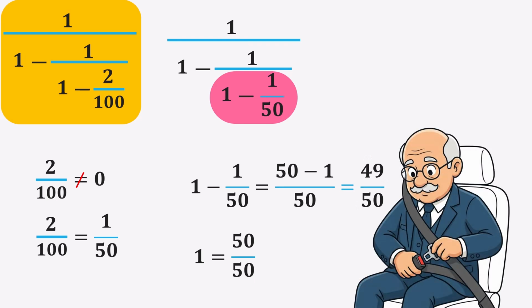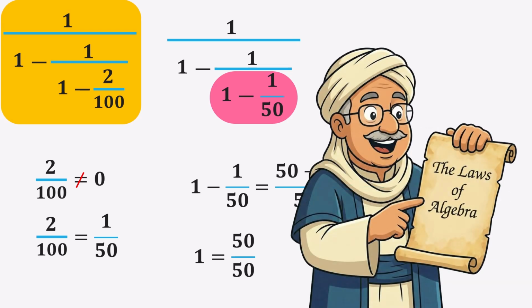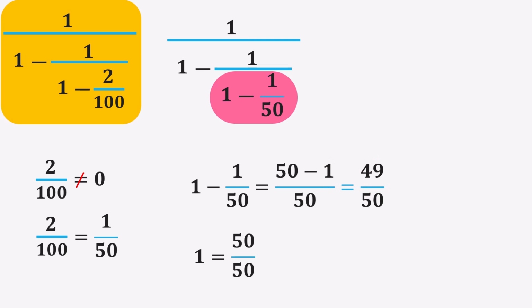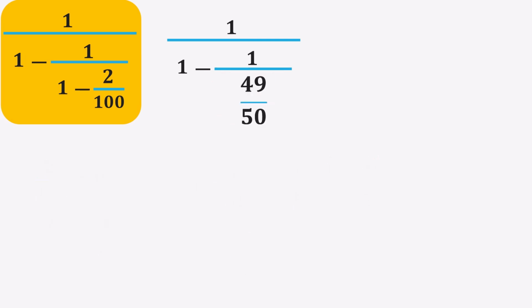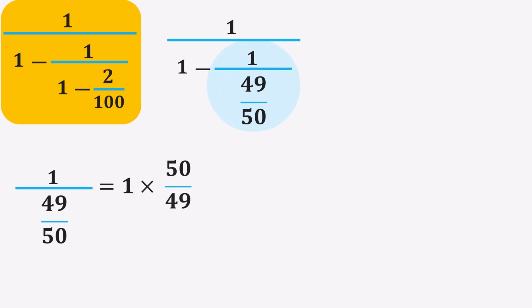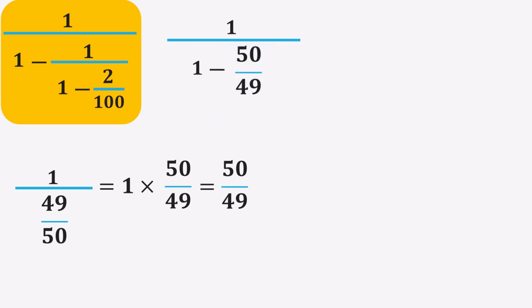Buckle your seatbelts. We are about to use one of the most important fraction rules in algebra. Dividing by a fraction means multiplying by its reciprocal. In this case, its inverse. 1 over 49 over 50 is equal to 1 times 50 over 49. That is 50 over 49. We get 1 minus 50 over 49.